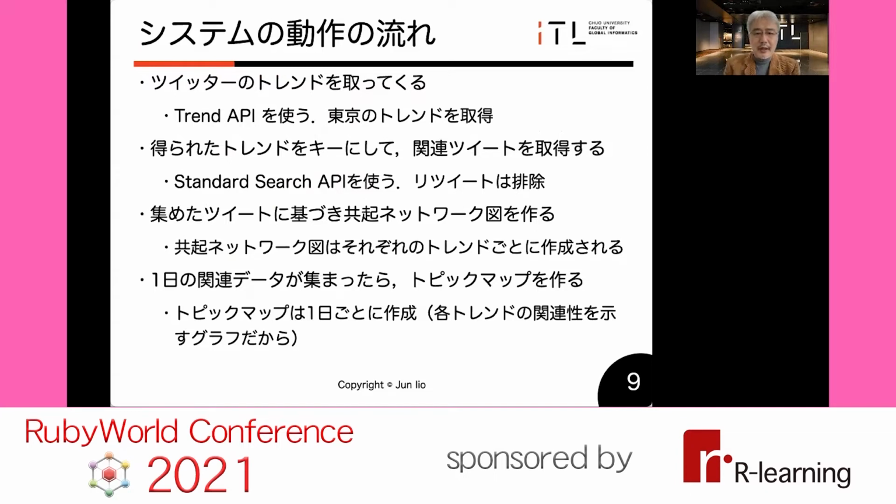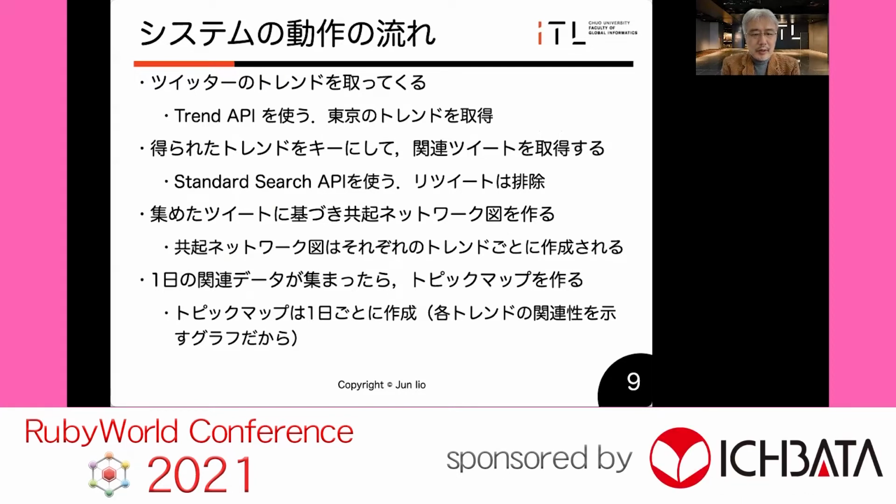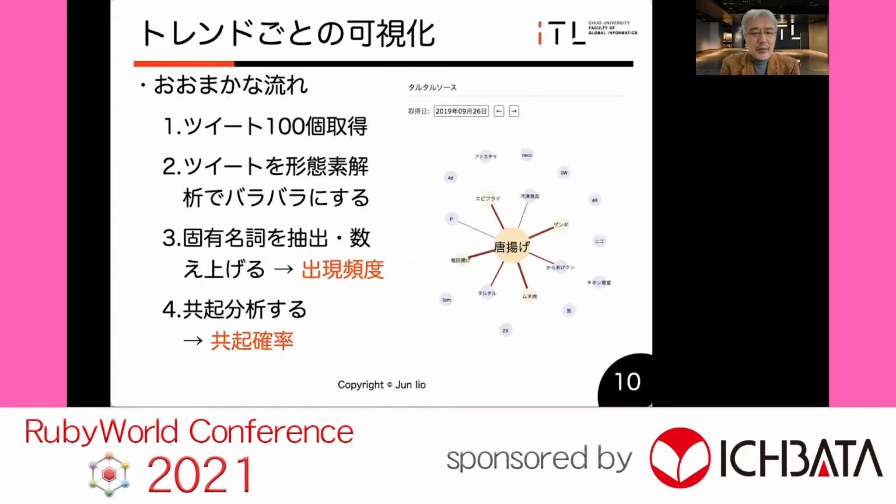First, we take the trend of Twitter using the trend API and obtain the trend in Tokyo, but now we have changed from Tokyo to nationwide Japan. So we take the Japanese trend, and these are used as a key to obtain related tweets. The collected tweets will be used for the formulation of the co-occurrence network, made for each individual trend.